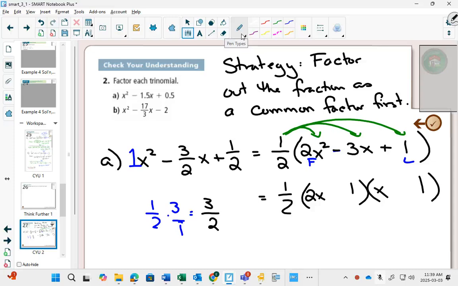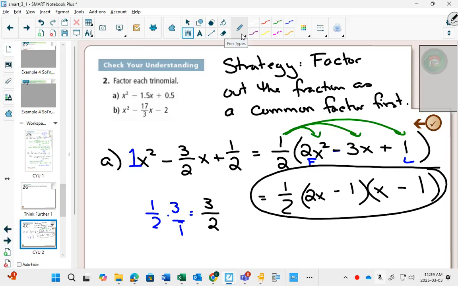Should there be plus, minus? Well, if I look at my outside right now, my outside is 2x. My inside is 1x. I want to get minus 3x's. I would need minus 2x's minus 1x to give me minus 3x's. Double check. Is my last one still plus 1 with the signs? It is. And so we were able to factor it completely.